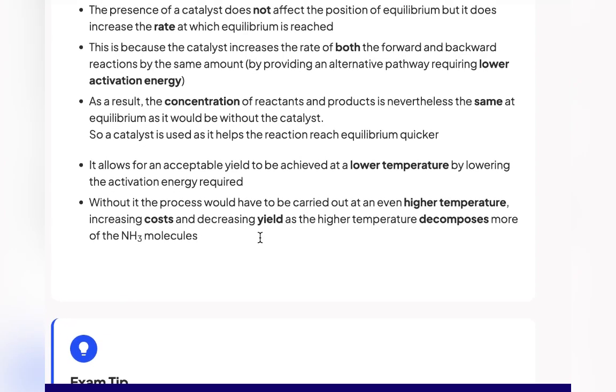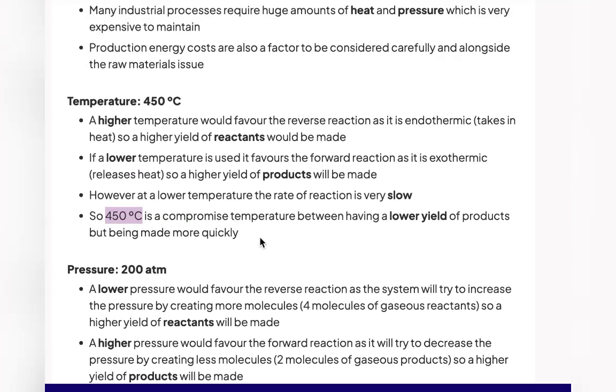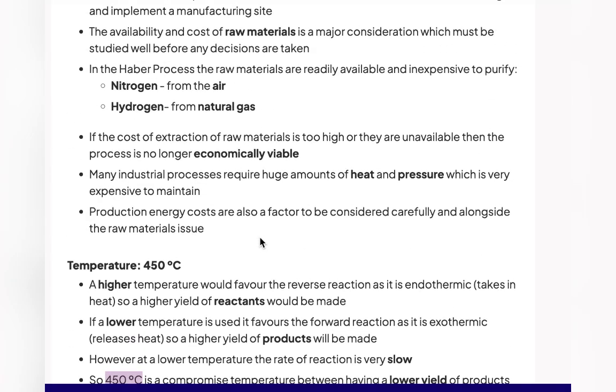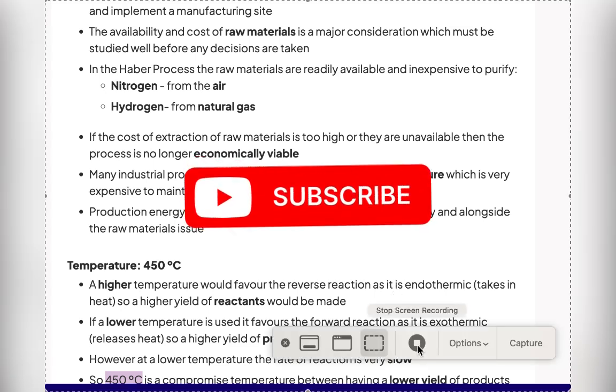Is that okay? So that's all we have for today's class, explaining the manufacture of ammonia using the Haber process. Okay, so thank you for joining us.